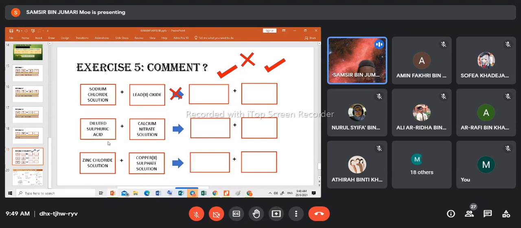Diluted sulfuric acid and calcium nitrate solution. Okay, ini tindak balas ni boleh tidak. Okay. Yang lain.